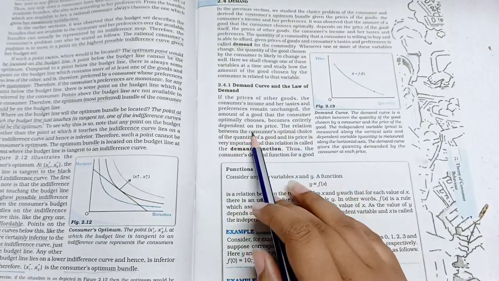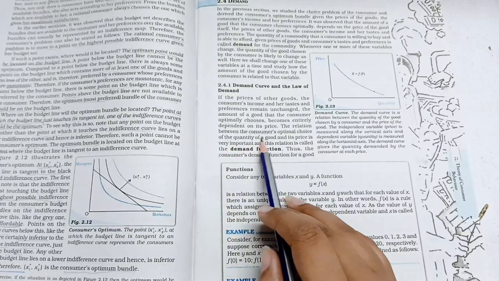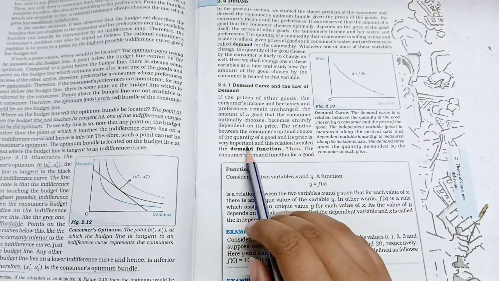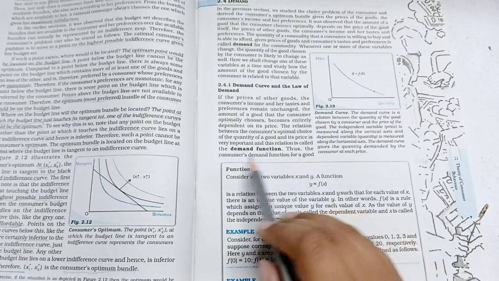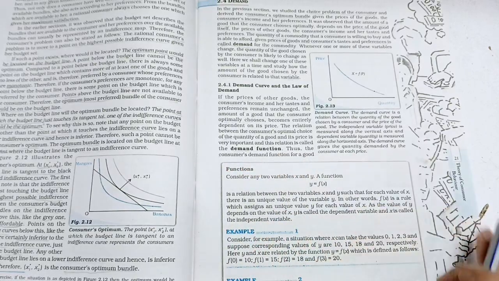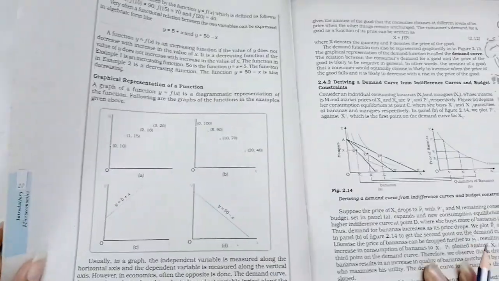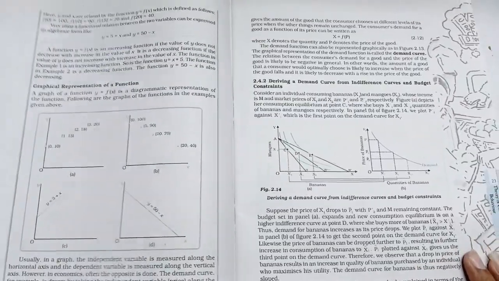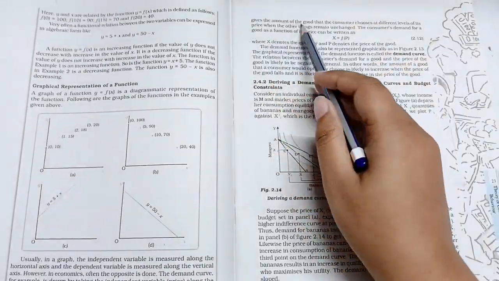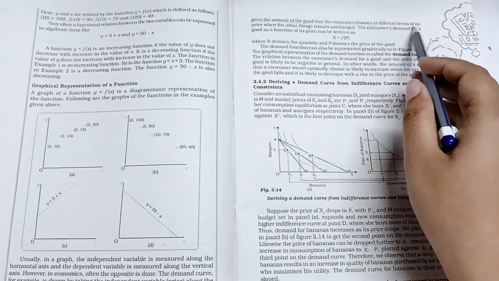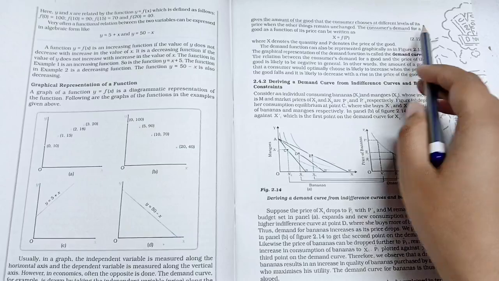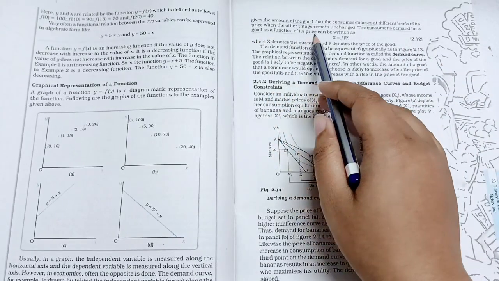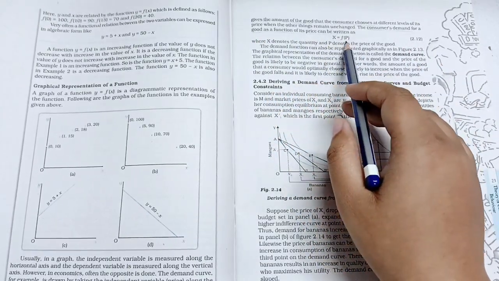The relation between the consumer's optimal choice of the quantity of a good and its price is very important, and this relation is called the demand function. Thus, the consumer's demand function for a good gives the amount of the good that the consumer chooses at different levels of its price. When other things remain unchanged, the consumer's demand for a good as a function of its price can be written as x = f(p).